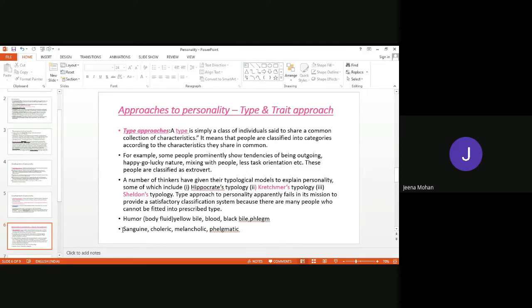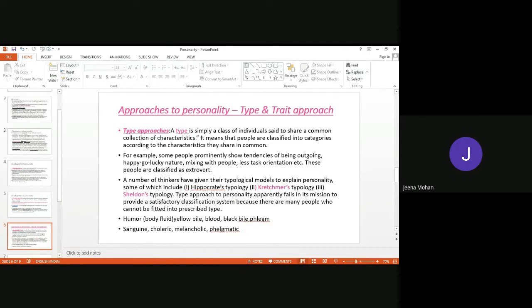Then next is the choleric. What will be their personality characteristics? They exhibit certain characteristics: they are short-tempered, they easily get irritated and they are very fast. So the main characteristic features are short-tempered, fast, and irritable.